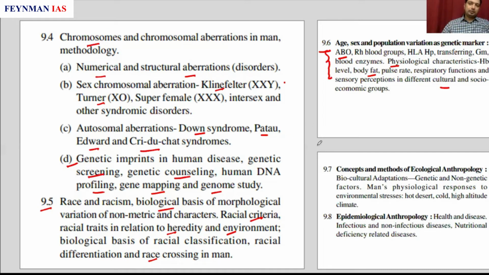Okay, so this is about 9.6, and then comes 2 units, that is 9.7 and 9.8. So 9.7 deals with ecological anthropology. As I was briefly mentioning to you before, here we talk about adaptations, human adaptations, how humans who live in different environmental conditions, like desert areas, how do they adjust to that?